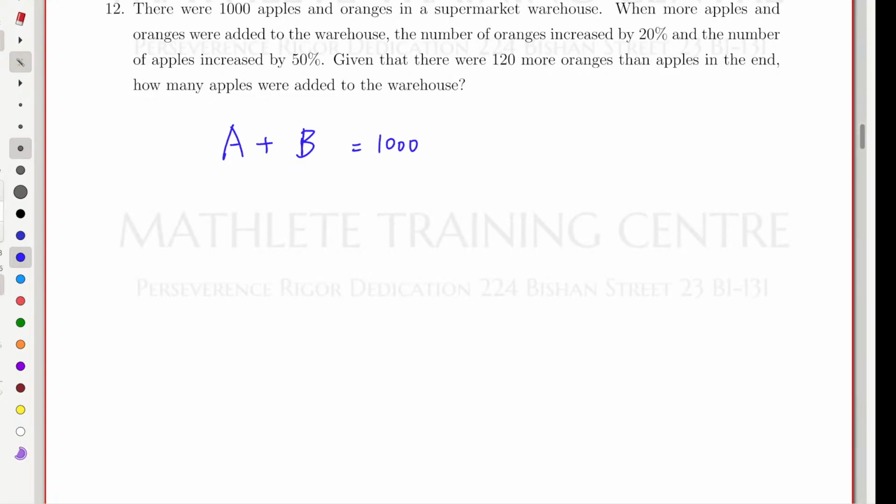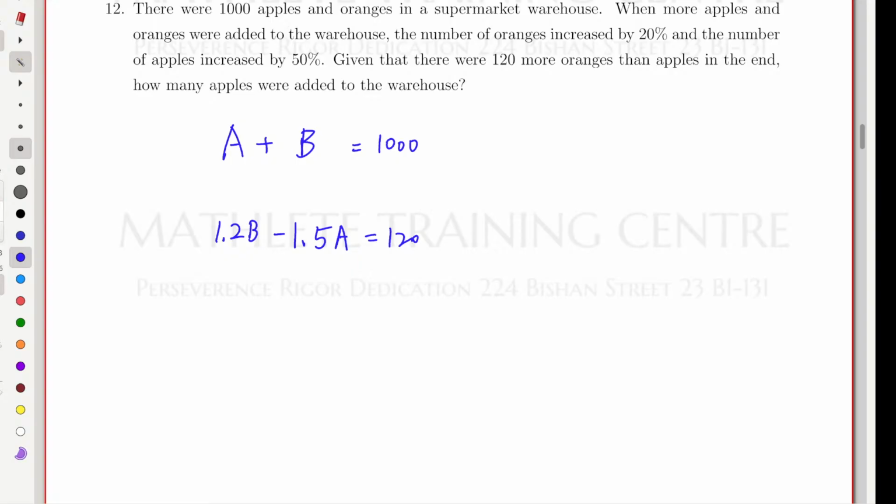When more apples were added, apples increased by 50%, right? So 50% becomes how much? That's 1.5 of A. Oranges increased by 20%, so this B will increase by 20% to become 1.2B. But this time it is not addition, is it? It is 120 more oranges than apples. So therefore, we need to use the new oranges, subtract off the new apples, and we can get 120.